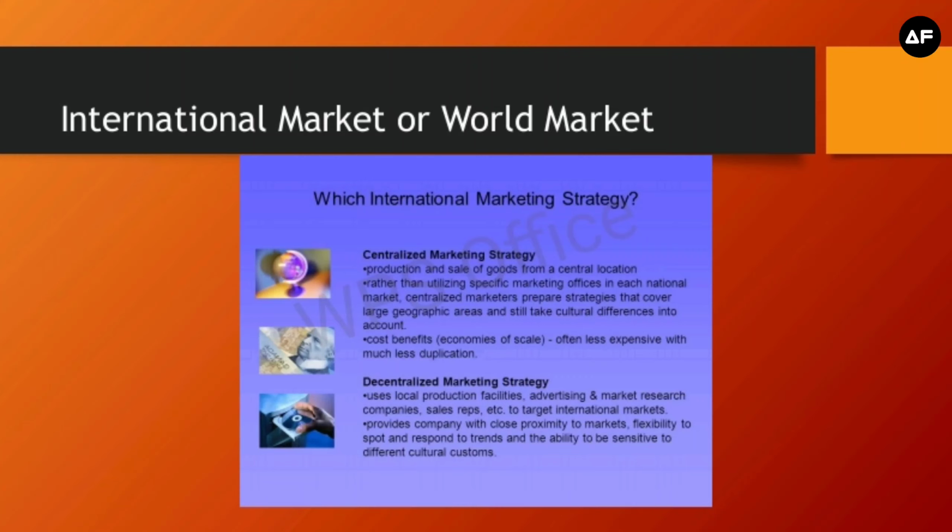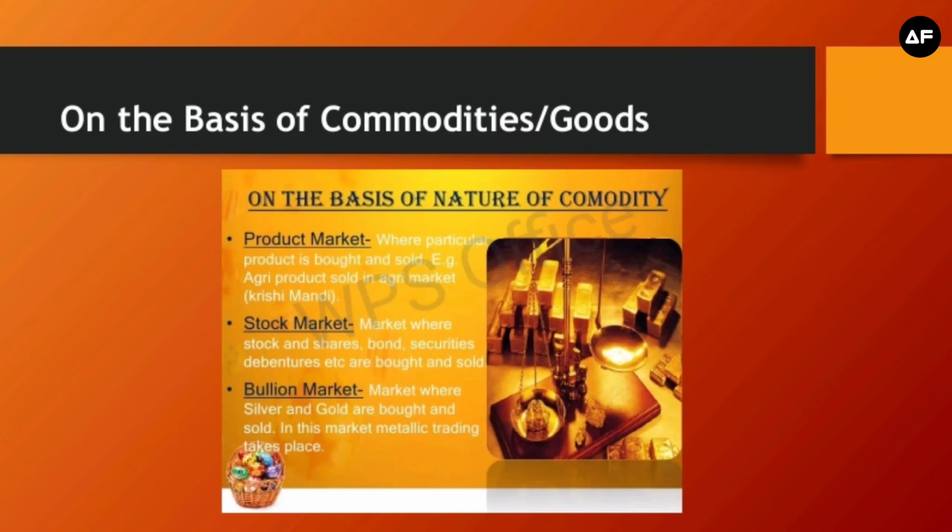The last one in the classification on the basis of geography is the international or the world market. So, a world market is one where the buyers and sellers of the goods are from different countries. That is, the buyers and sellers involve themselves beyond the boundaries of their nation to buy and transact a particular good or service. Next, let's look into the basis of commodities or goods.